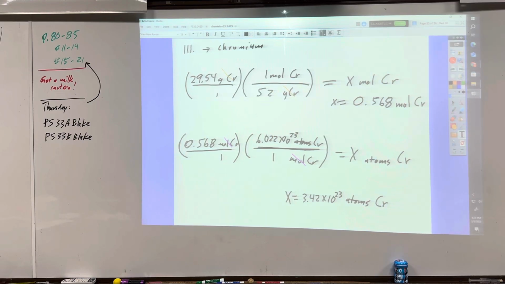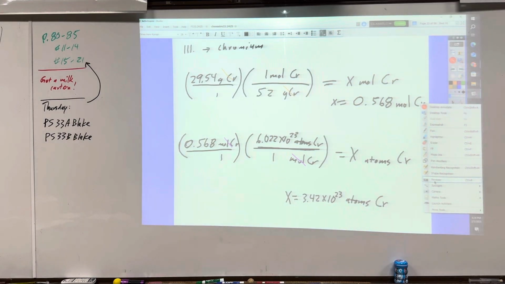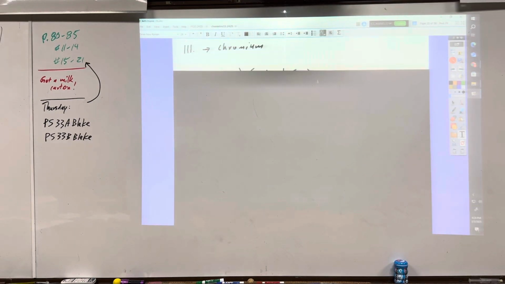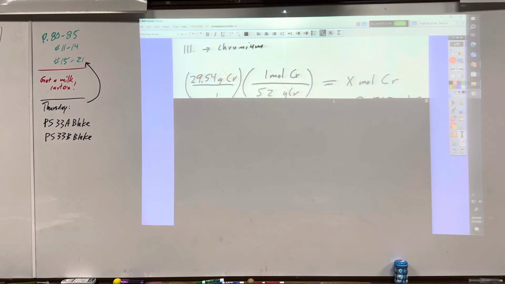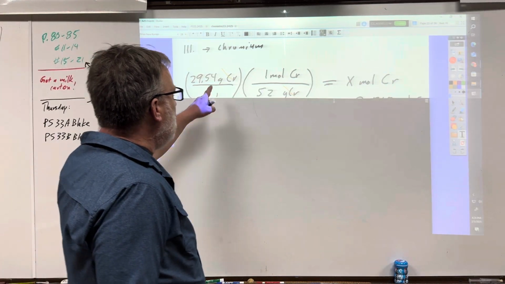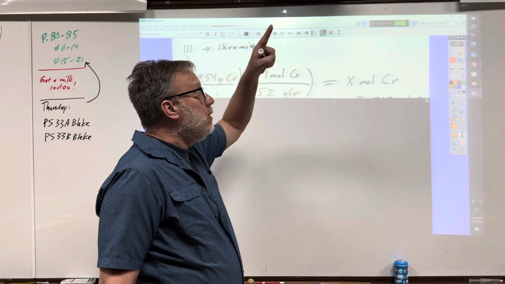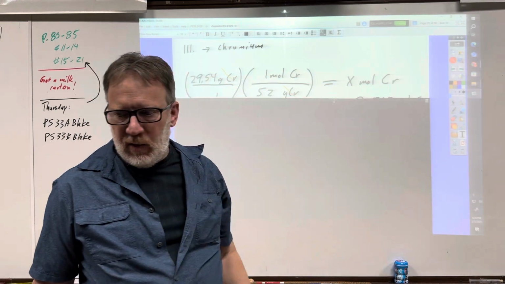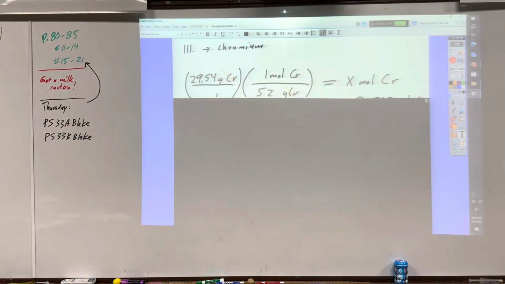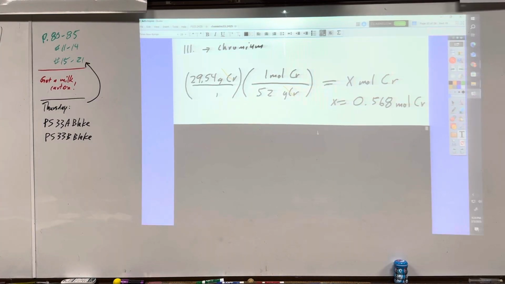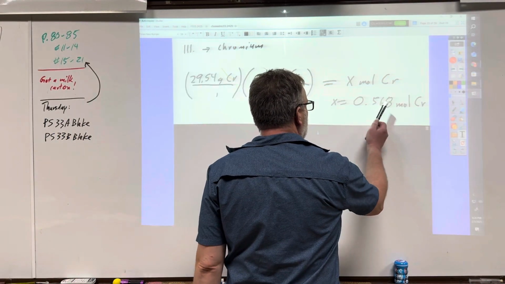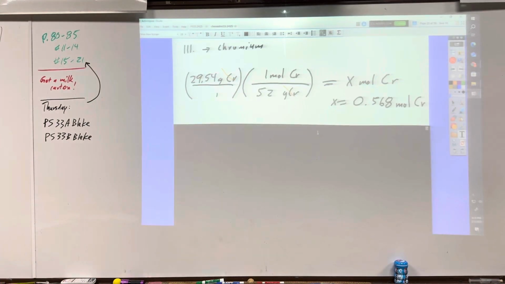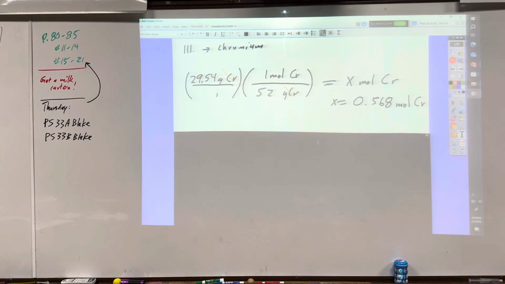Let me do chromium, for example. Okay. And they tell you you have 29.54 grams of chromium. You convert grams of chromium to moles, and you'll get about a half-ish, 0.568 moles chromium. That'll go in your middle blank. And your particles, you take the moles and turn it into particles. So you're going to multiply it by Avogadro's number.